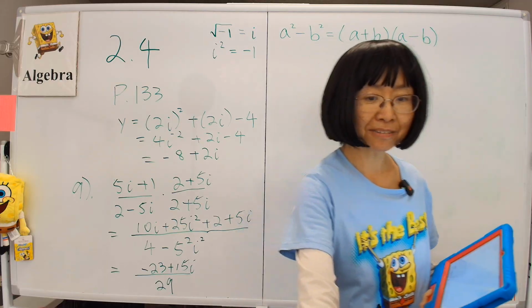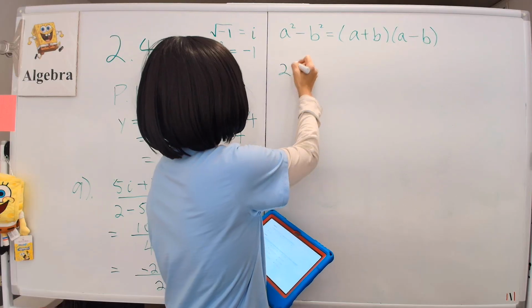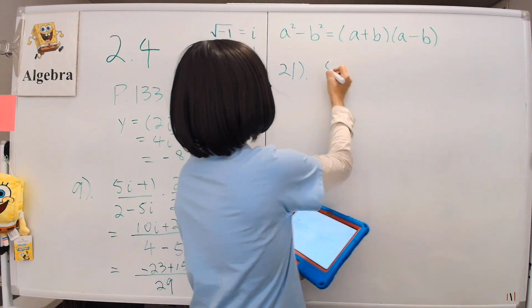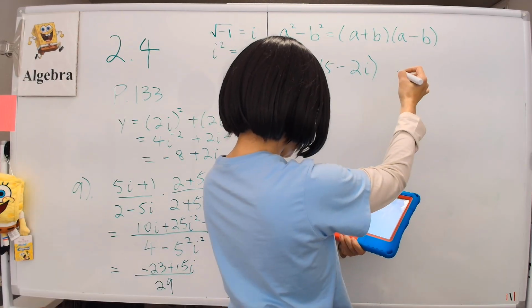So next, let's move on to problem 21. We have 21, where is it? Okay, so we have 5 minus 2i times something called 3i.